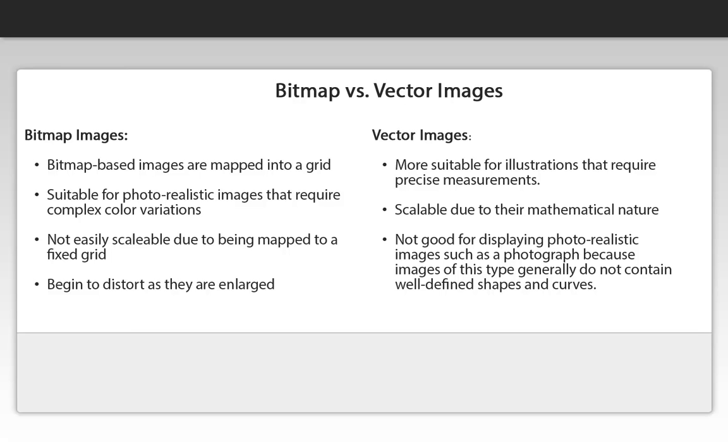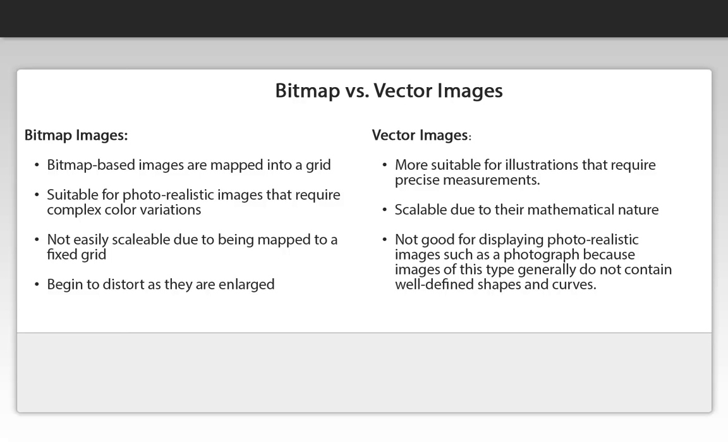There are two types of images that we'll need to get familiar with as we're going forward. They are bitmap images and vector images. Bitmap images are best suited for photorealistic images with complex color variations. Bitmap images are fixed to a grid, which makes them very hard to increase in size without causing distortion to the image. As you increase the size of a bitmap image, you'll begin to notice an overall loss of sharpness and jagged edges around it.